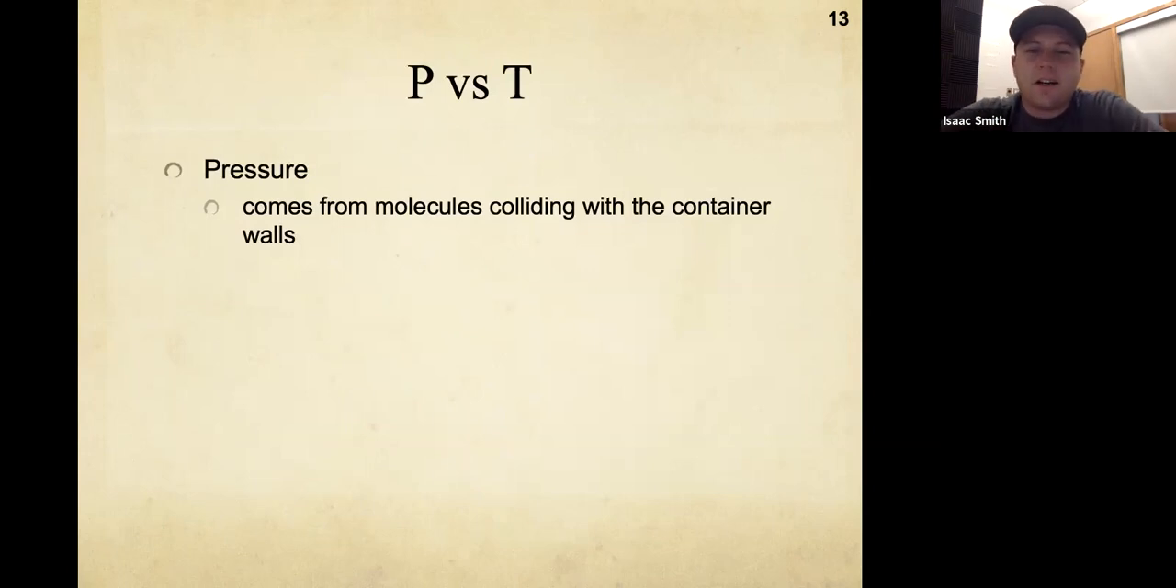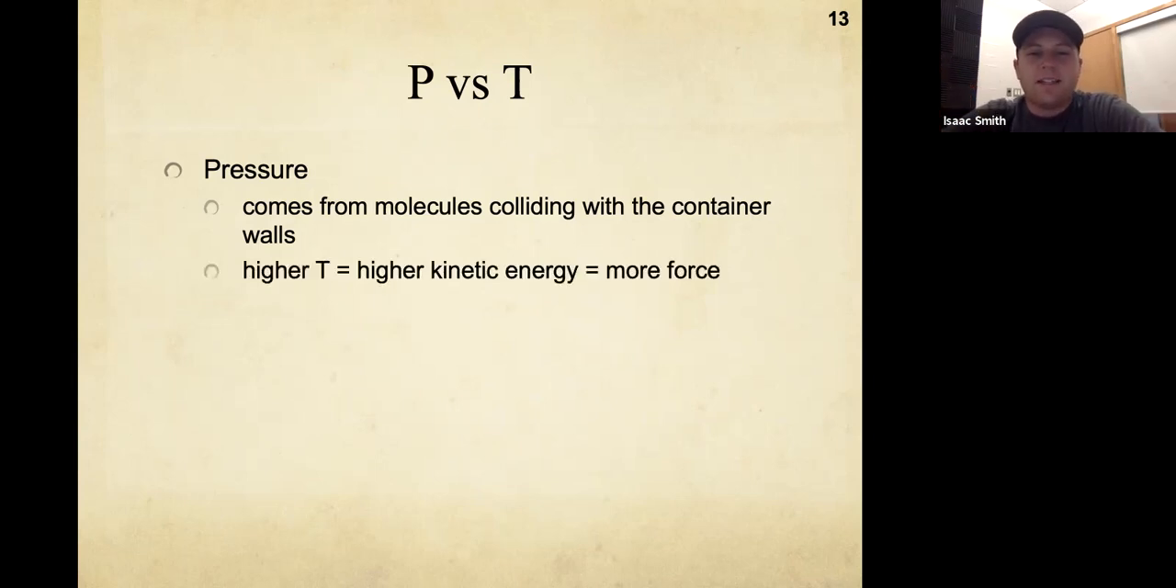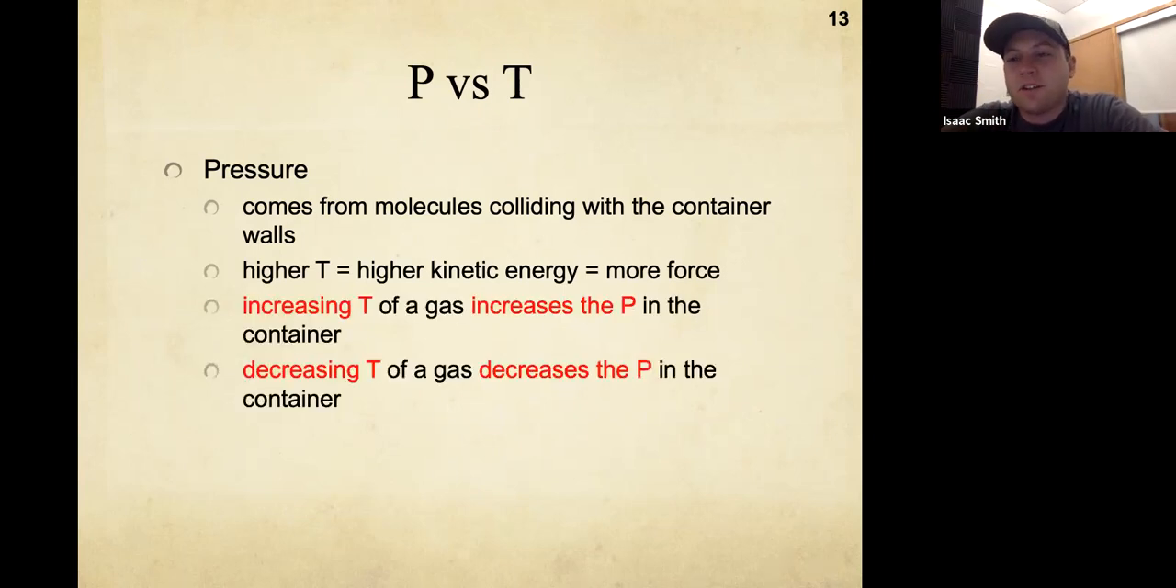Okay, so now we're going to be talking about calculations with gases, which isn't as interesting as the applications, but still useful in problem solving. So pressure, we talked about, comes from molecules colliding with the walls of containers, okay? And temperature is related to kinetic energy, or the speed of a molecule. So the higher the temperature, the faster the molecules are moving, and the faster they're moving means they have more force, right?